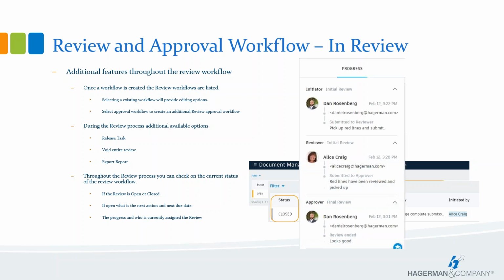Off to the right of the screen on each one of the reviews, you can also see the current progress of the review. Clicking on any one of the reviews will show the list of files associated to that review, as well as the history of that review. In this case, you can see who the initiator was, when it was submitted for review, who the reviewer was, any submitted comments, and when that was reviewed and then approved.